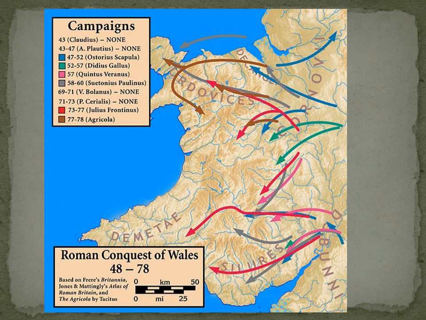And you can also see the campaigns of Suetonius Paulinus, 58 to 60, in grey. Tacitus, again, in his Annals, talks about particularly the campaign in Anglesey. You can also make out there in red the later campaigns of Julius Frontinus. We're onto the Flavian governors by that point. And then Agricola, we know that he takes down the Ordovices and subdues Anglesey permanently very early on in his governorship.